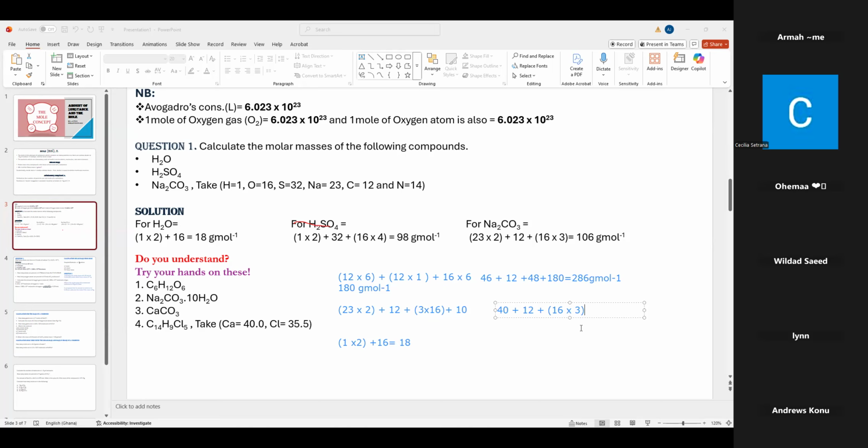Okay, so Seth, you can see that looking at the examples we've done, here we have calcium carbonate, and then the question is telling us that we should take calcium to be 40.0. Carbon we already know is 12, and then oxygen is 16. So 40 plus 12 plus 16 times 3. What will you get? Seth, what did you get?